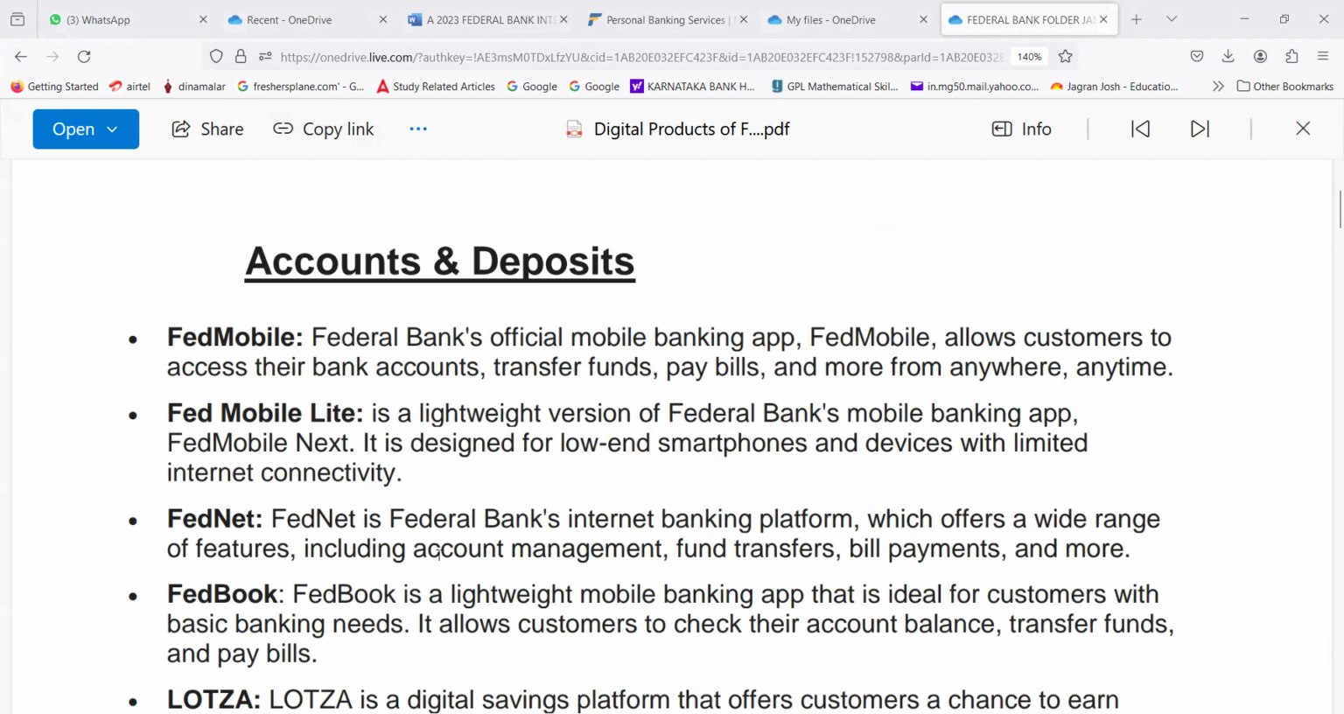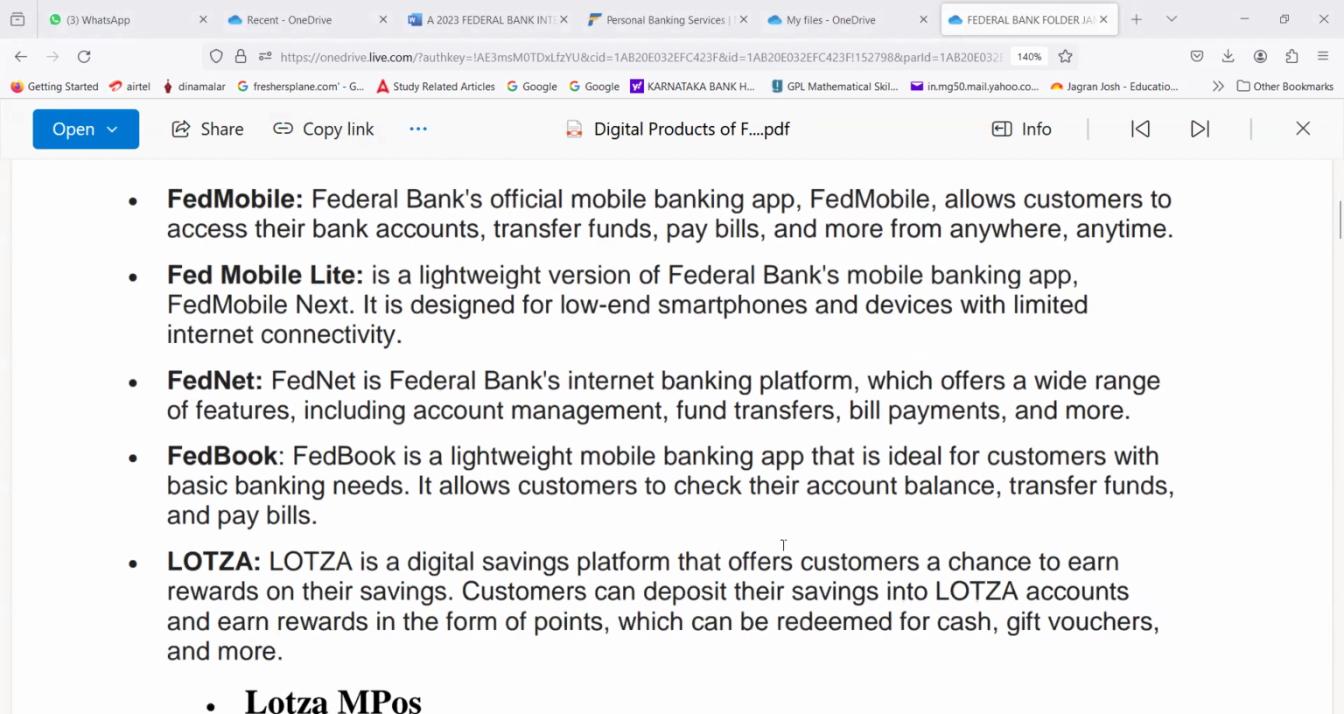FedNet. FedNet is Federal Bank's internet banking platform, which offers a wide range of features, including account management, fund transfer, bill payments, and more. FedBook. FedBook is a lightweight mobile banking app that is ideal for customers with basic banking needs. It allows customers to check their account balance, transfer funds, and pay bills.